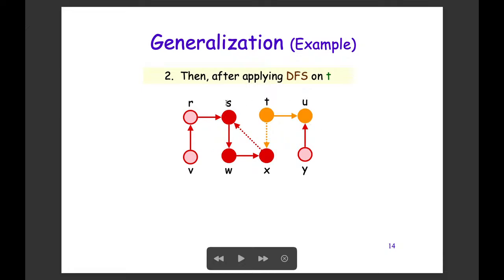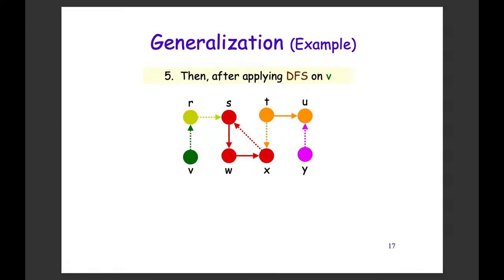Okay, so for this graph, there are still unvisited nodes. So what we are going to do is pick any one of them, and then run DFS on it. So let's pick Y. This is the case after running DFS on Y. And then let's pick perhaps R, and then we will have this. And then finally, we pick V. Yeah, we will have this one. So at this moment, all the nodes are visited. Then we are done.